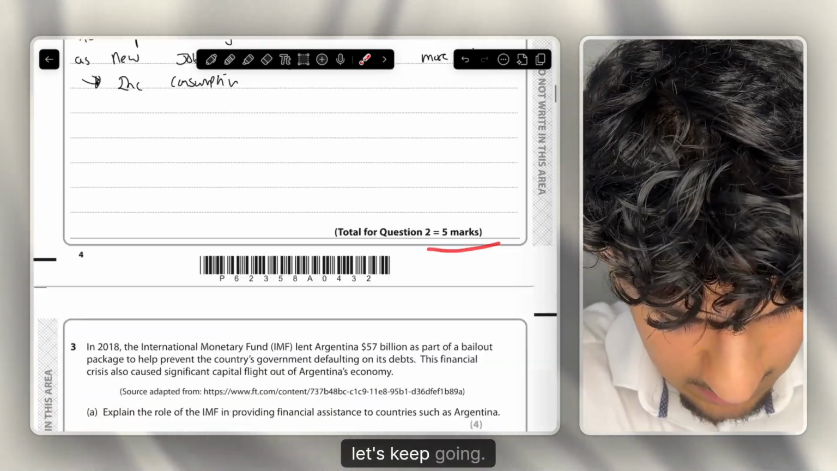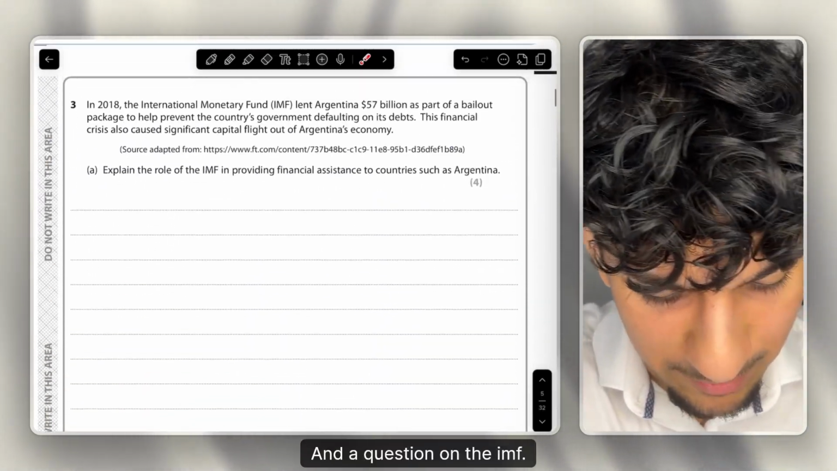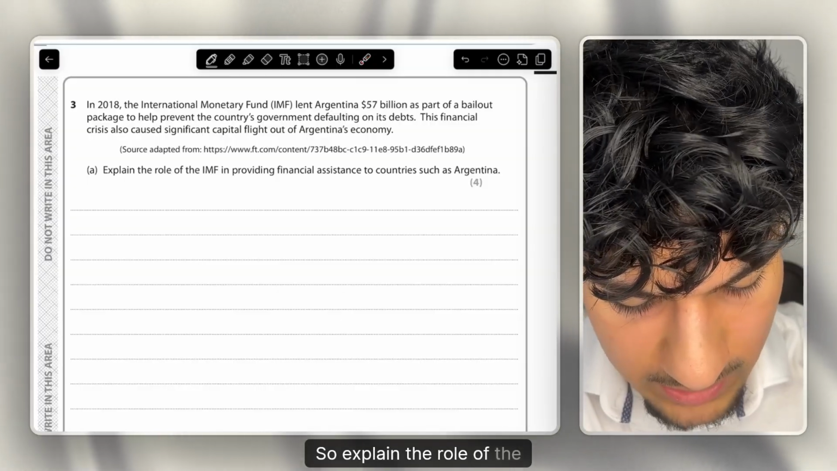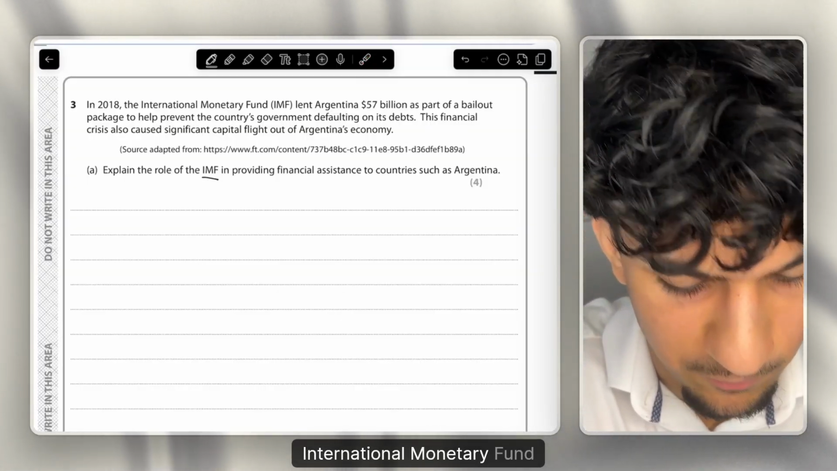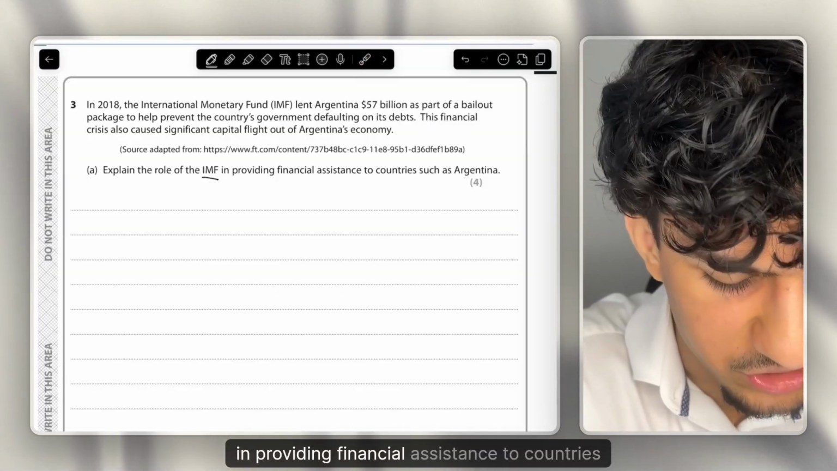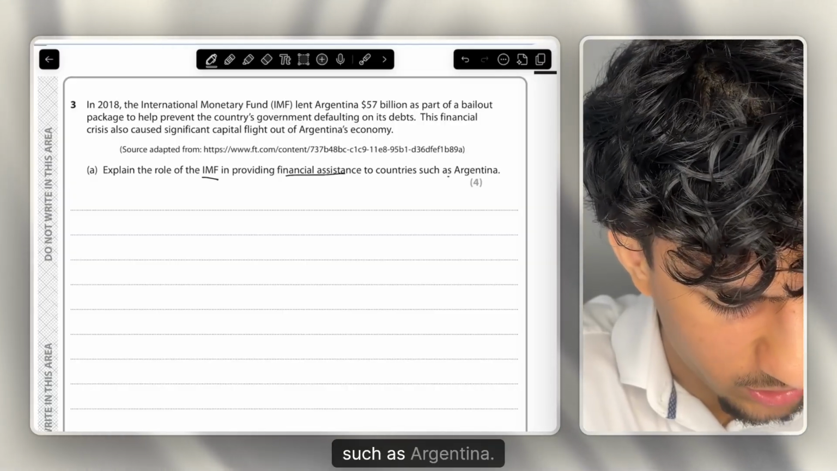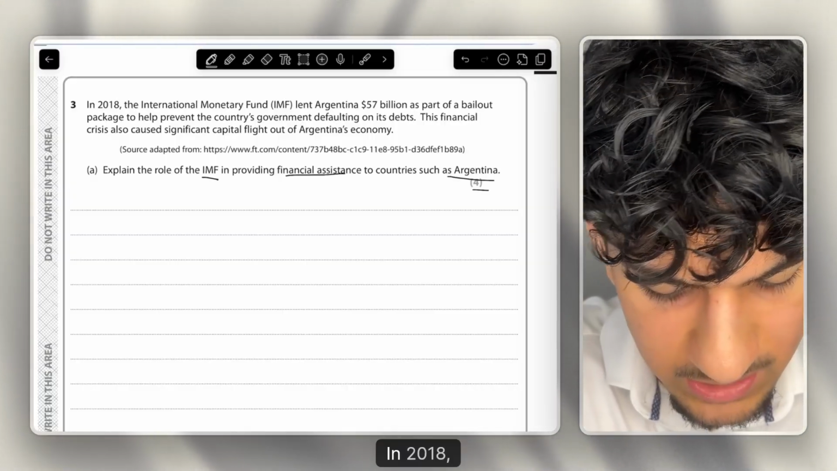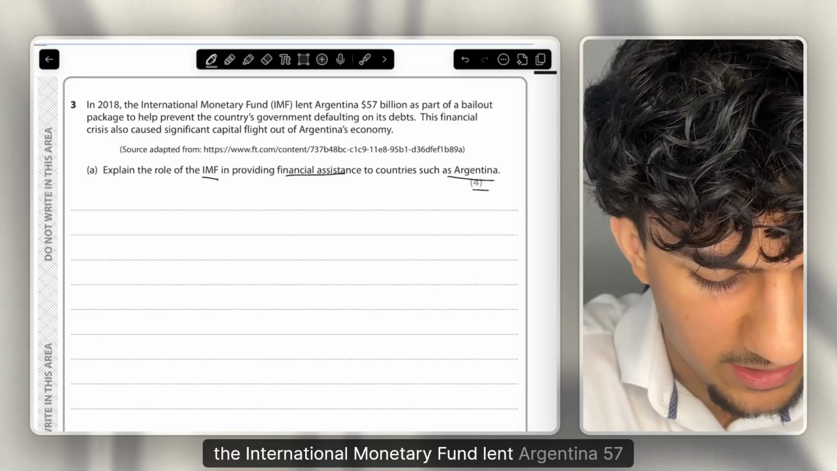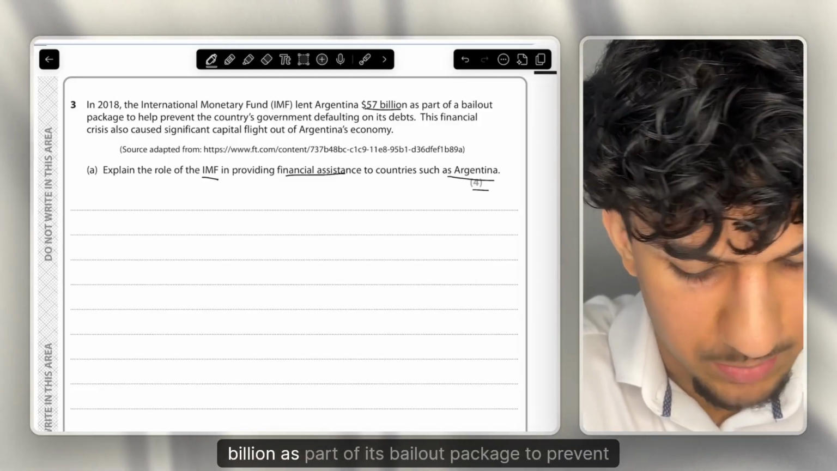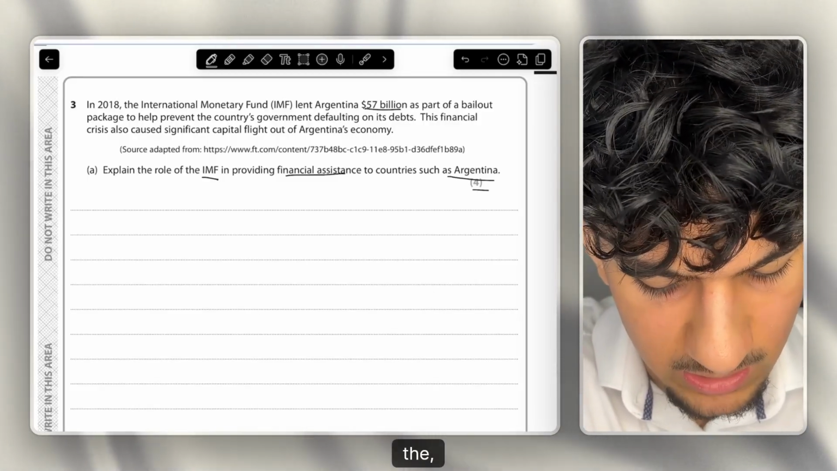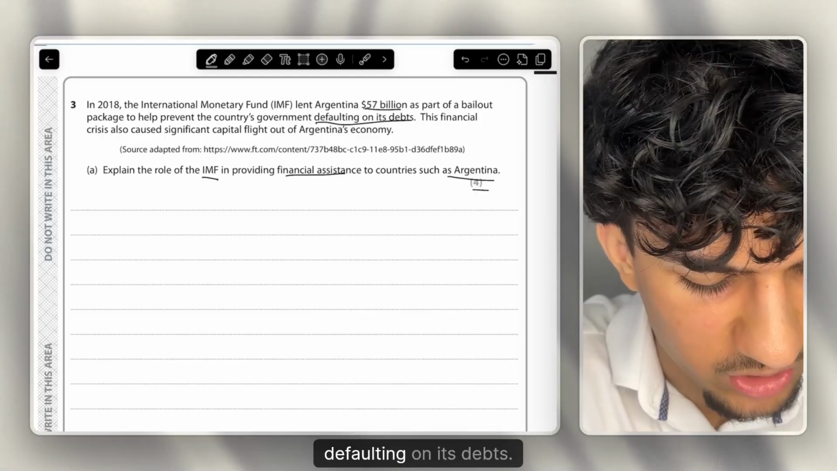And like I said, let's keep going. And a question on the IMF. Explain the role of the International Monetary Fund in providing financial assistance to countries such as Argentina. 4 marks here. In 2018, the International Monetary Fund lent Argentina 57 billion as part of its bailout package to prevent the country's government defaulting on its debts.